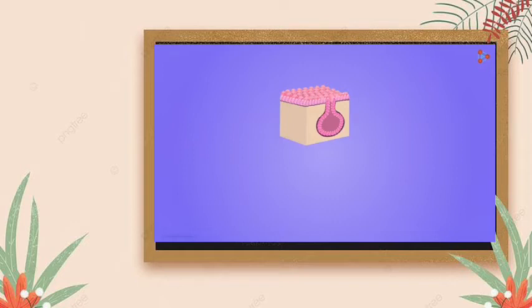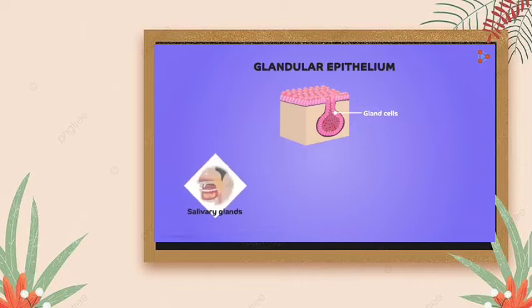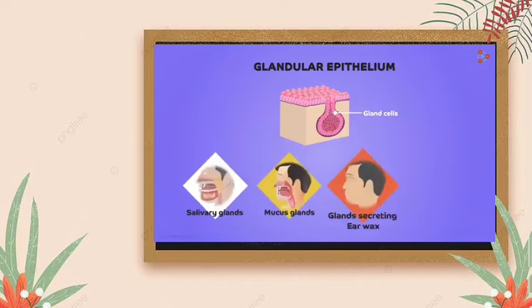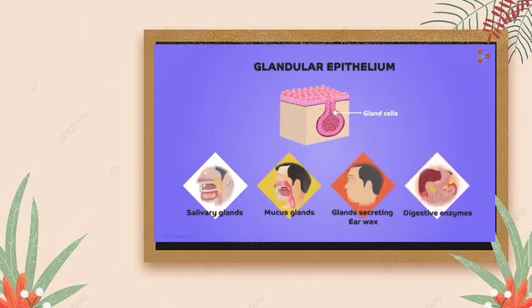Lastly, we also find certain specialized modifications in these cuboidal cells. They attain the capacity to secrete important substances in the body. These are simply formed by inward folds in the cuboidal cells. The cells are called gland cells, and the tissue is called glandular epithelium. So where will we find them? Yes, those parts involved in secretions like the salivary glands, mucus glands, glands secreting earwax, mammary glands, and also the glands producing digestive enzymes. Well, with this, we come to the end of the types of epithelial tissues.